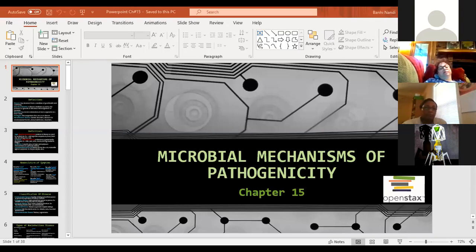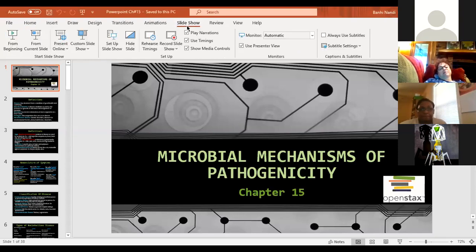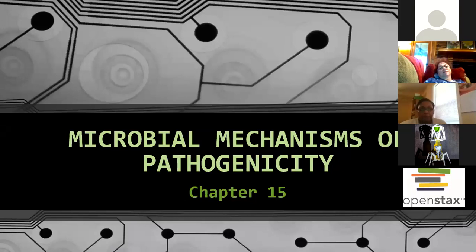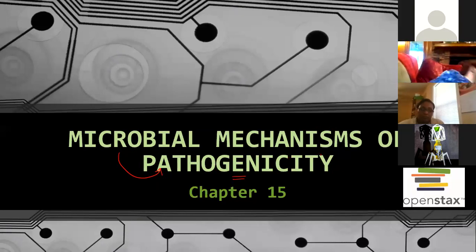Okay. So chapter 15. Slideshow. Okay. So chapter 15 talks about microbial mechanisms of pathogenicity. How one microbe becomes a pathogen and what they do, what are the different factors they use to actually become a pathogen.